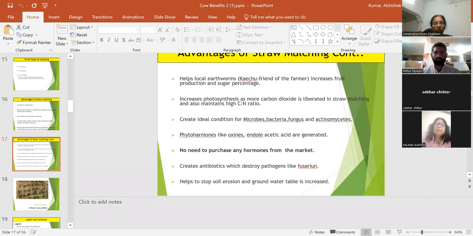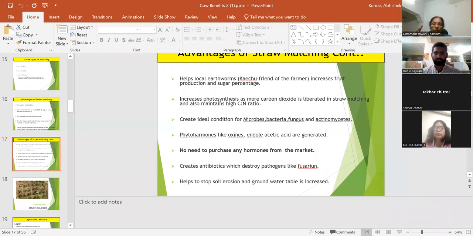So the earthworms all come and then they help the farmer. Earthworm is who? He's a farmer's friend. And then photosynthesis, it increases photosynthesis. Okay. And the CN ratio, this is very important in mulching, that the CN ratio improves.